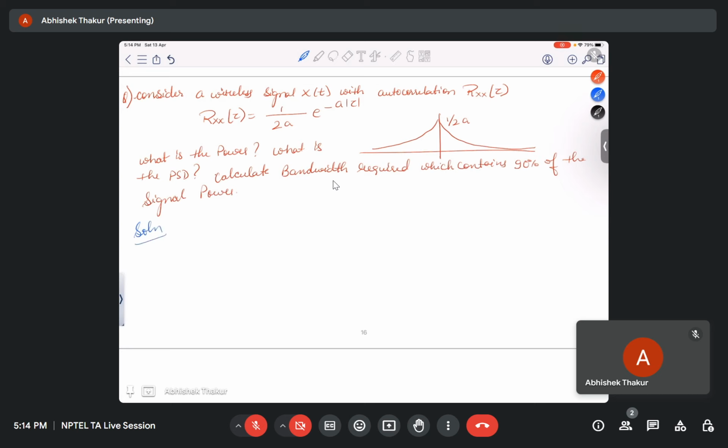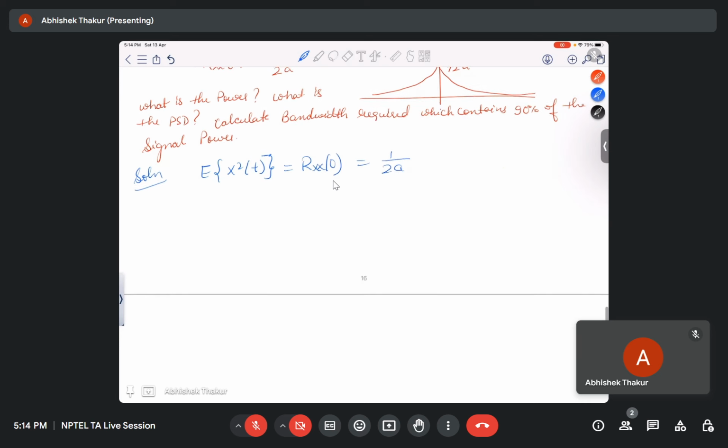The first question is asking what is the power. So we know that power is given as the expectation of x square of t. So that is equal to Rxx(0). So the autocorrelation value at 0 is the power. So when you substitute, that is 1 by 2a. So this is the power. Power of x(t) is equal to 1 by 2a.